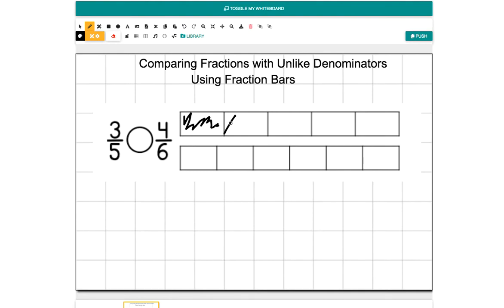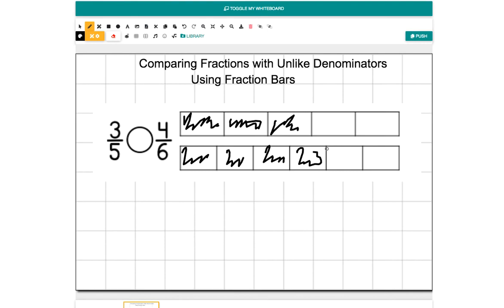1, 2, 3. I'm going to do 4/6. So 1. Oops, I did them backwards. No, I didn't. 1, 2, 3. Then 4/6. I'm going to do 1, 2, 3, 4.